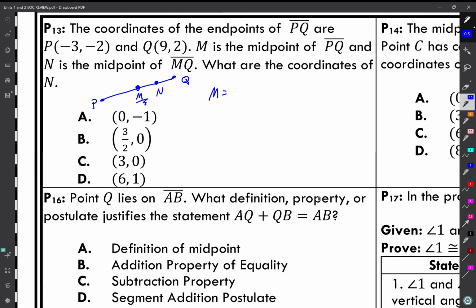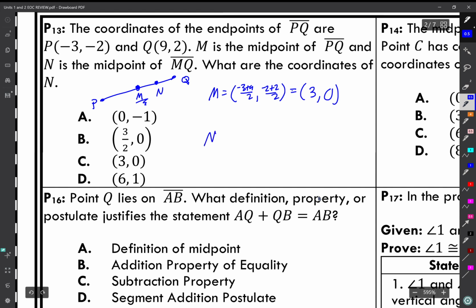M is the midpoint of PQ, so we take P and Q and plug them into the midpoint formula, which is add up the x's divided by 2, so negative 3 plus 9 over 2, and then negative 2 plus positive 2 over 2. Now I'll simplify this. Negative 3 plus 9 gives me positive 6, over 2 is 3. Negative 2 plus 2 is 0, divided by 2 is of course 0. 0 divided by anything is 0. So my midpoint M has coordinates (3, 0).